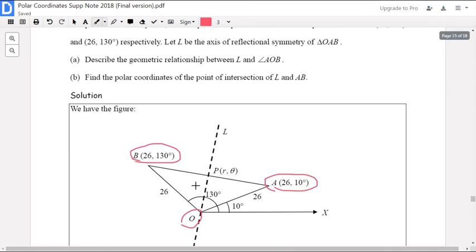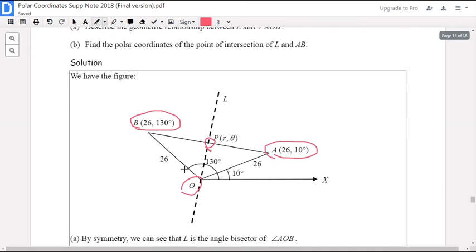And the intersection of the point, the line AB and L, this point will be P. The polar coordinate is (r, theta). I'm going to find (r, theta). Part A, describe the geometric relationship between L and angle AOB.